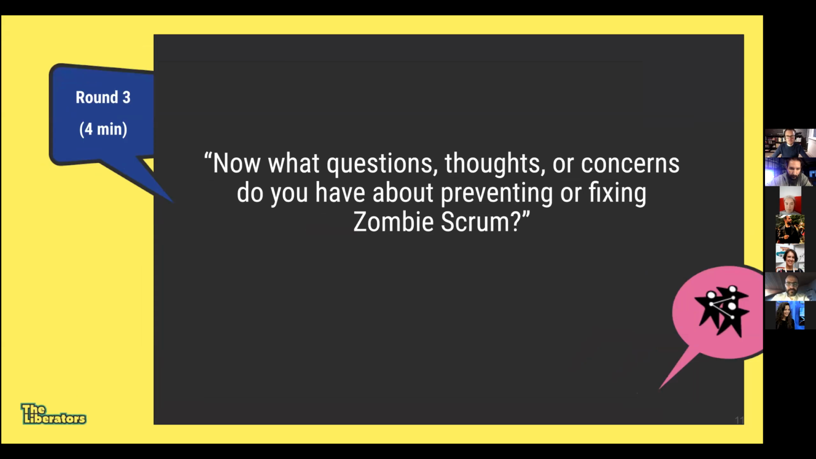Hello, welcome back again. So in a moment, for the final round, you'll be back into the breakouts with new groups again. And this time you'll have a conversation about this question. So given the symptoms and causes of zombie Scrum that I shared, and given your own interpretations and conclusions in the previous rounds, what questions, thoughts, or concerns do you have about preventing or fixing zombie Scrum?